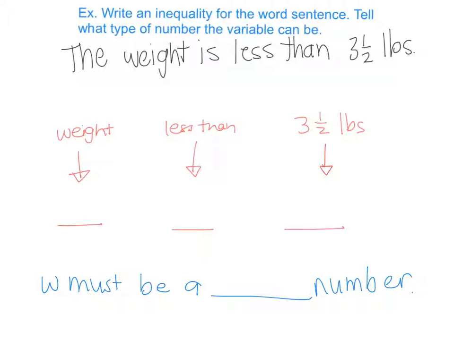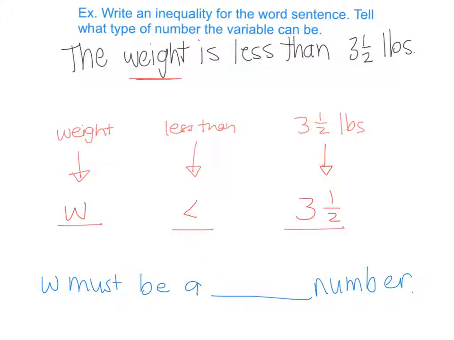The weight is our variable. We'll use W. Less than, and then 3.5 pounds. Because whatever the weight might be, whatever variable solution we have here will be our variable. And W must be a blank number.